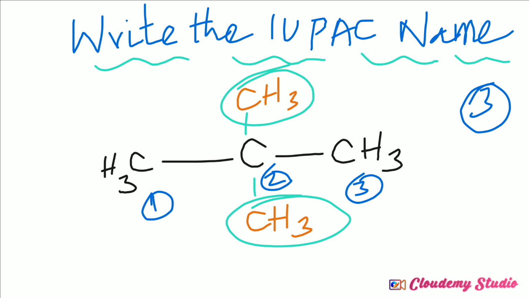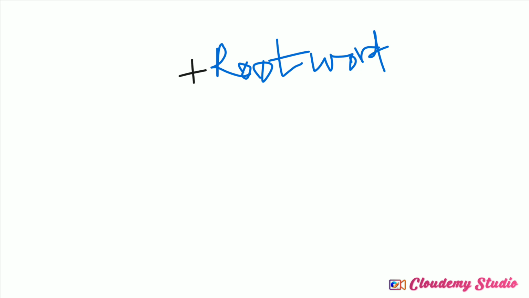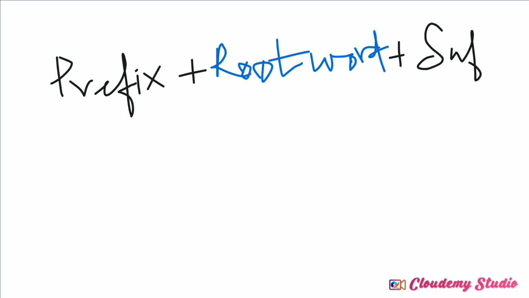Now after numbering the carbon atoms, we can write the name. The name of the hydrocarbon will have three parts. The first part, the main part, is the root word. Then before the root word, one term we need to write, which we call the prefix. Then after the root word, another term we need to write, that is the suffix.